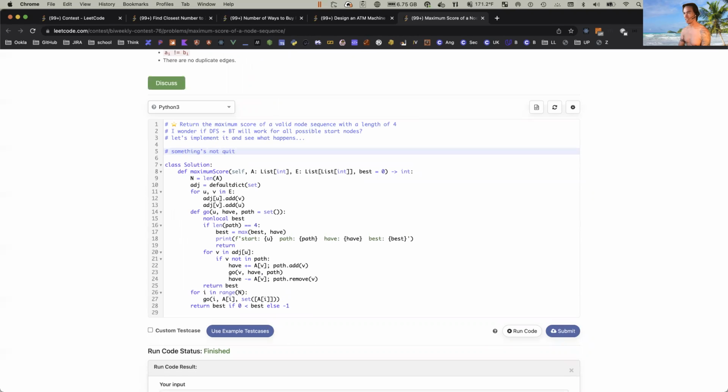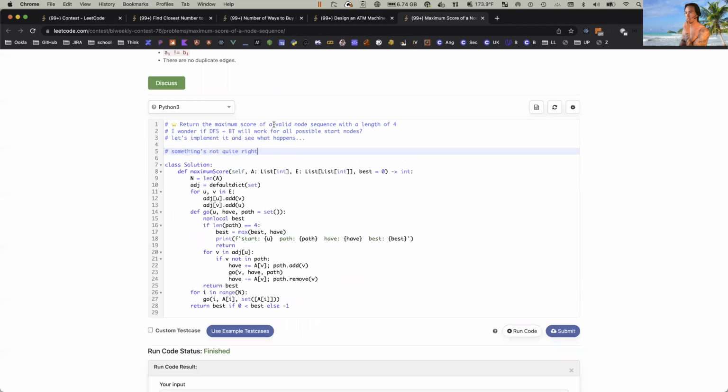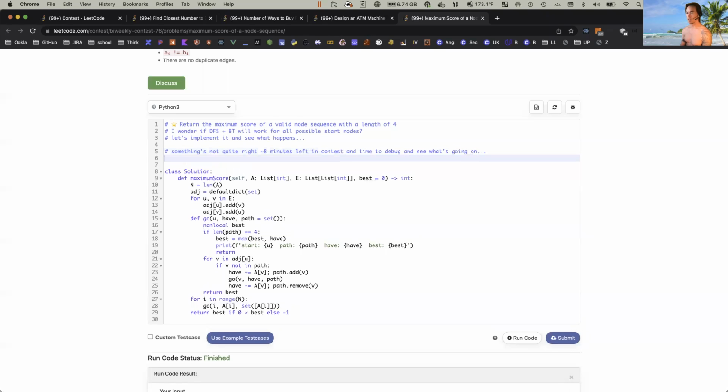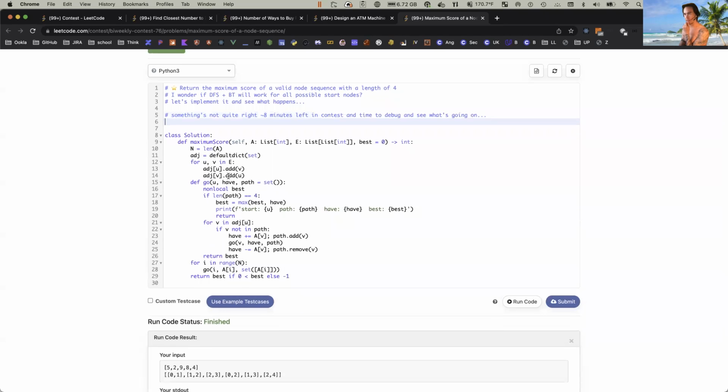Not quite right. How much time do we have left? 8 minutes. See what's going on here. How is 5 getting on the path? What the heck?